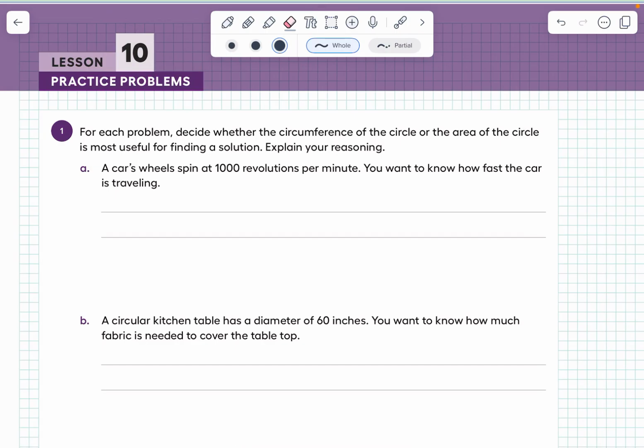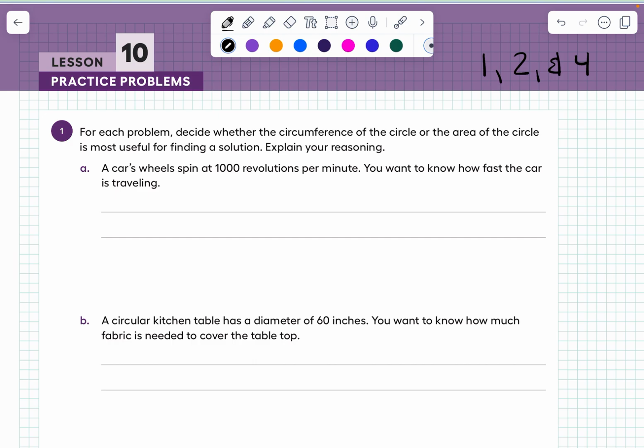Hello there, I'm Mrs. Groovy Groves and I'm here to help you with lesson 10 practice problems. Remember that I only would like you guys to focus on problems 1, 2, and 4. The rest of the problems were a little odd.